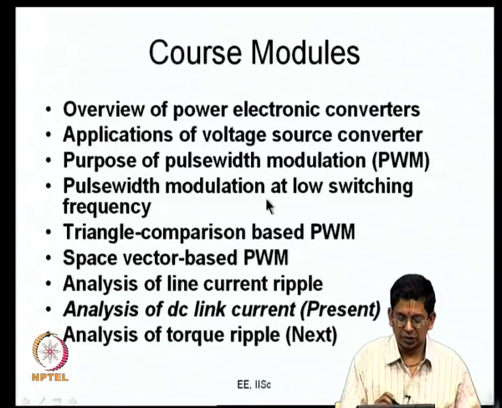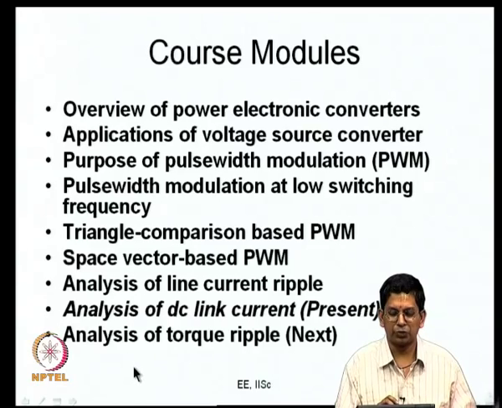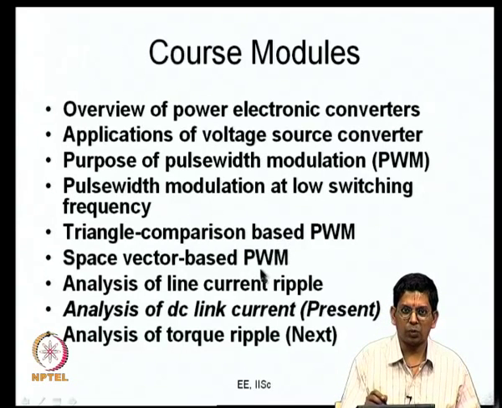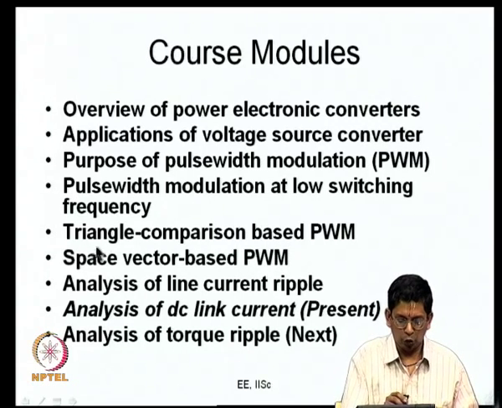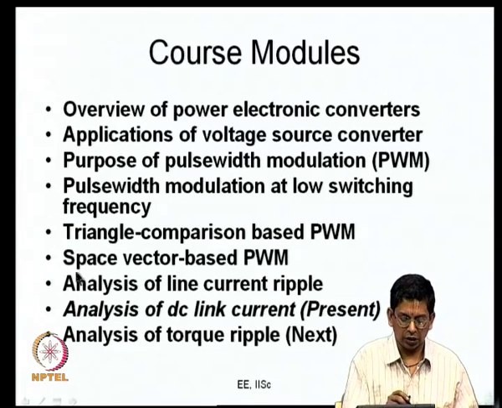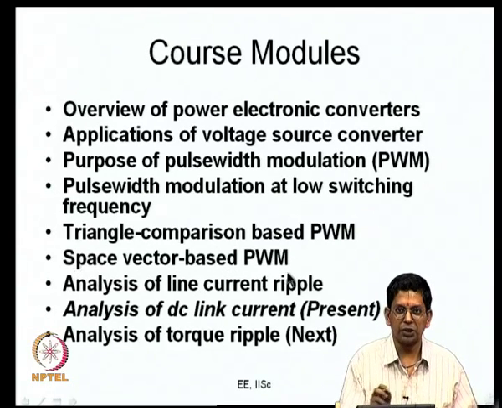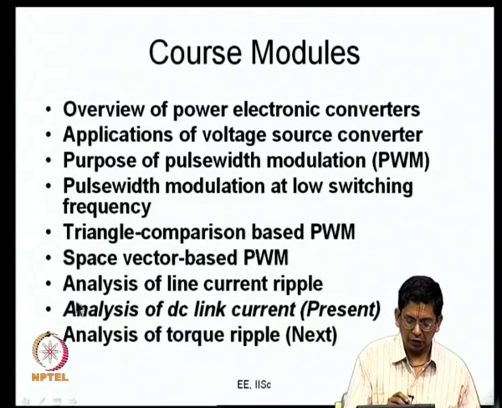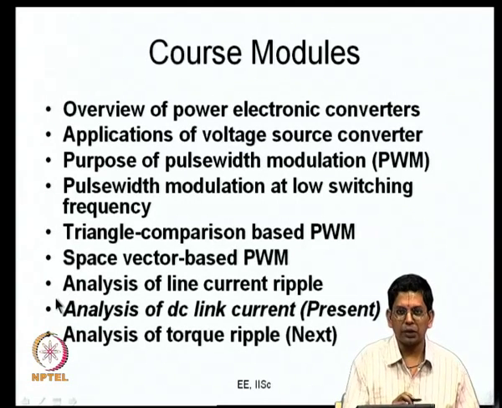And we looked at modulation at low frequencies. Then we looked at modulation at higher switching frequencies, that is, the switching frequencies being much higher than the modulation frequency, and we looked at how to produce PWM waveforms based on triangle comparison, and how to do it based on the so called space vector approach. We also saw that there are some advanced bus clamping PWM methods which are possible, especially with the space vector approach. After that we were focusing on line current ripple in the last module.